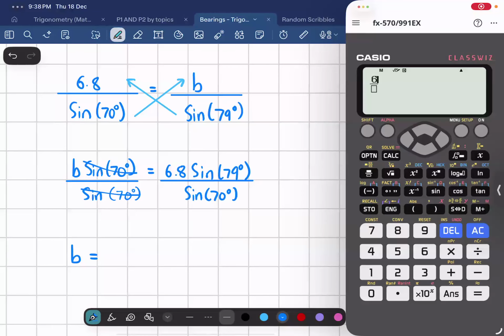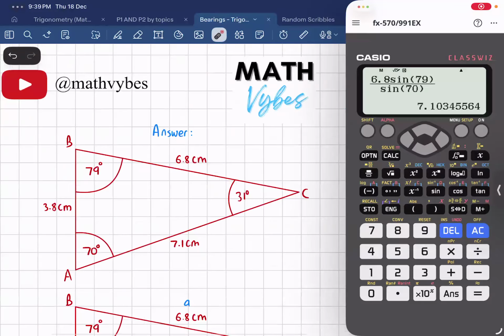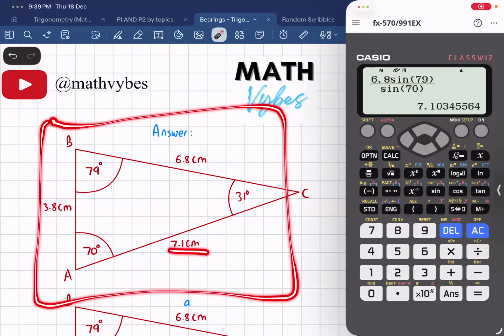So Adika, I want you to verify that again, 7.1. So 6.8 sine 79 all over sine 70. Bam, look at that. Adika, make sure you get 7.1. Yeah, I got it. Adika, you don't think that's cool? Like from the actual diagram, when we actually created it, the actual thing was 7.1.